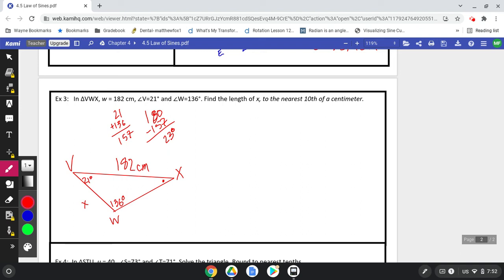Now all we have to do is set it up and solve. So the sine of 136 divided by the opposite side there, so 182. That ratio is equal to the ratio for the sine of that angle, 23, divided by little x, which we don't know yet. Now when we cross multiply, once again we'll divide. So you can just multiply these and then divide by that one.